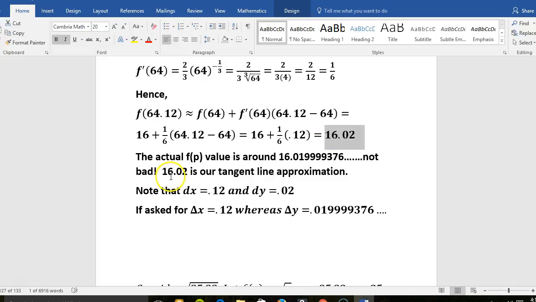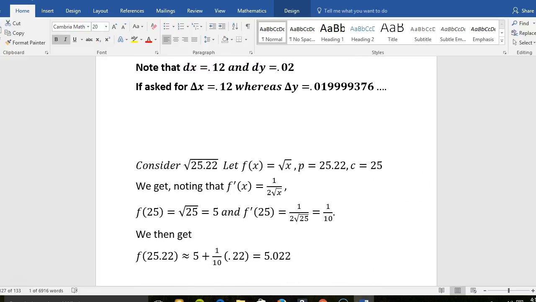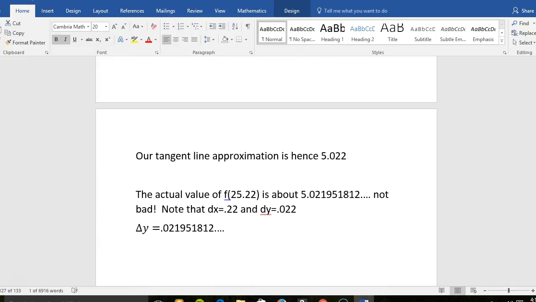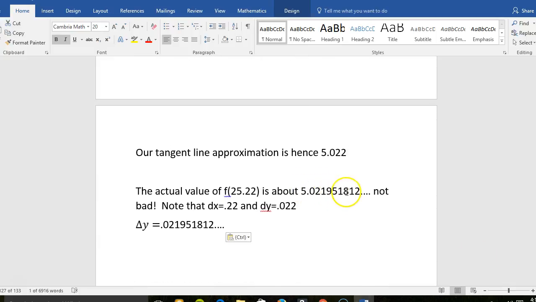So, and I said it down here. So yeah, indeed, there it is. 16.02 is our tangent line approximation. And then in a similar vein down here, this is the real McCoy, but in general hard to find. This right here is still very good, not exact, but this is the tangent line approximation right here. It's still quite good. And here's delta y.